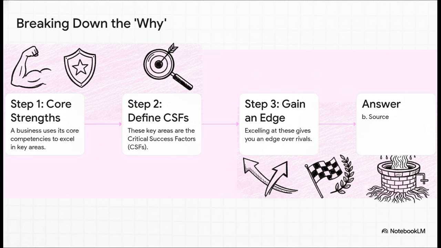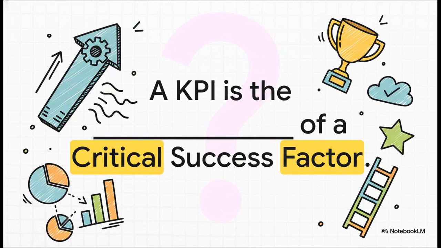Here's how you should think about it. A company has its unique strengths, its core competencies. It uses those strengths to be amazing in a few key areas that really matter in its industry. Those key areas are its critical success factors. And when you nail your CSFs, that's what gives you your competitive advantage. So the CSFs are the very source of that advantage. Now let's build on that.